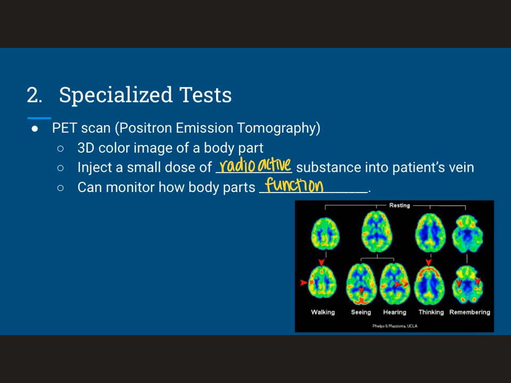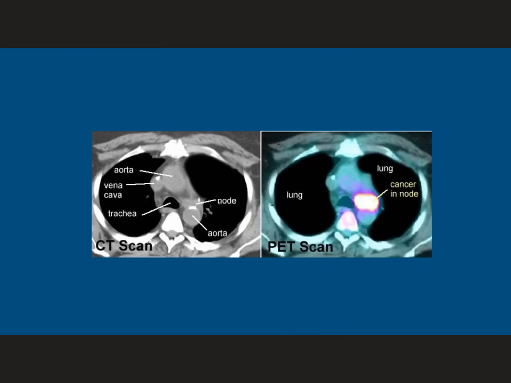So on the right side that you see, they took pictures when you are at rest, and also when people are walking, seeing, hearing, and thinking and remembering. So they're having different activities, and based on that, you could see different parts of the brain being used. So the red part is the part that's being active. So they are going to be able to see and monitor if your body functions are working properly or maybe not working properly.